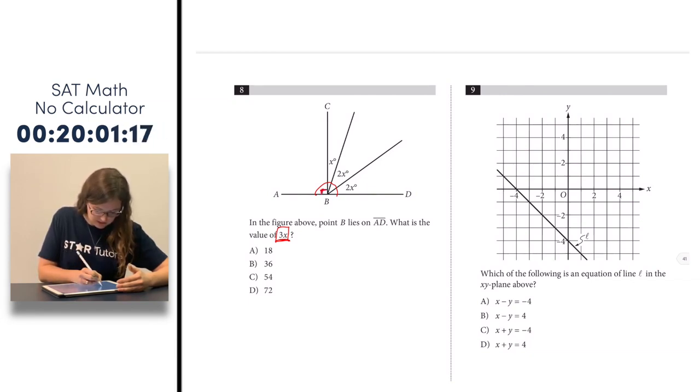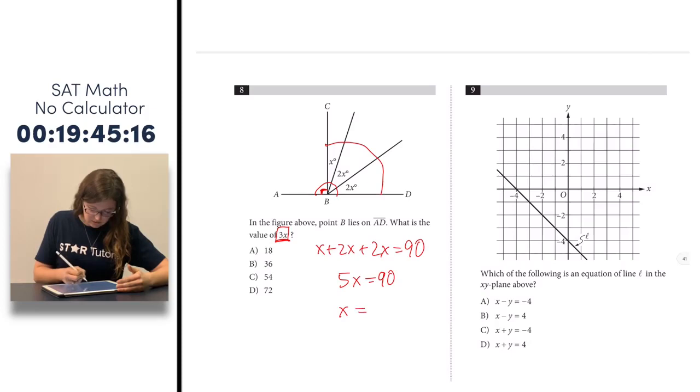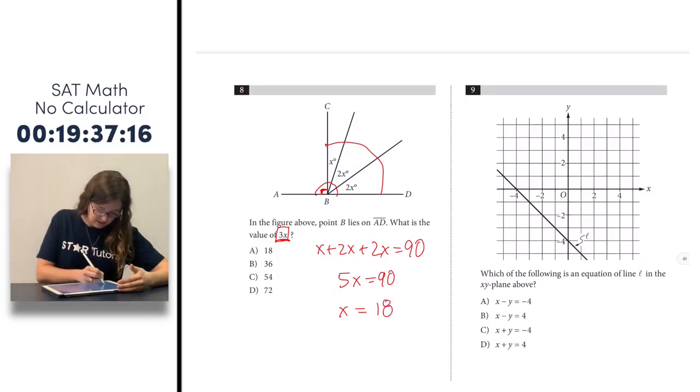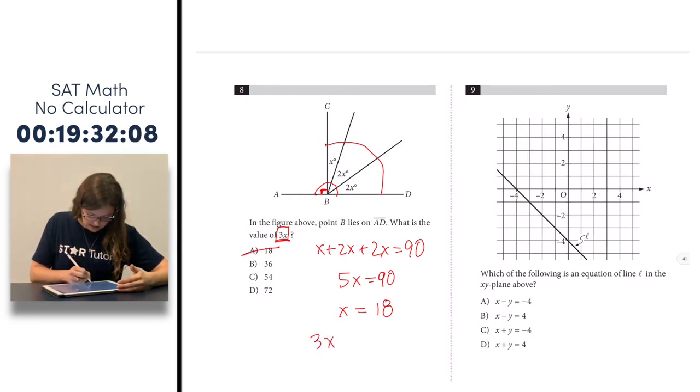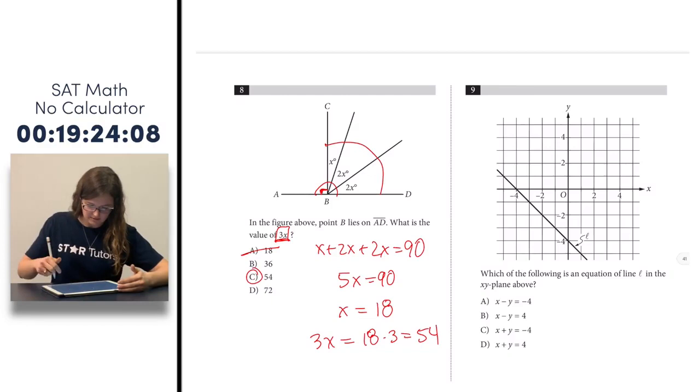Plus they tell us that this little guy is a 90. So that means that the remaining ones, x plus 2x plus 2x, should be 90. So we've got x plus 2x plus 2x equal 90. That gives me 5 x's total equal 90. So x is equal to whatever 90 divided by 5 is. Goes in 1, 4, 8. I think that's 18. Yeah, okay, look at that. That's an answer. Don't choose it. It's x times 3. So 3x is 18 times 3, which I believe is 54. Yeah, sometimes multiplying's hard, but I think that's right.